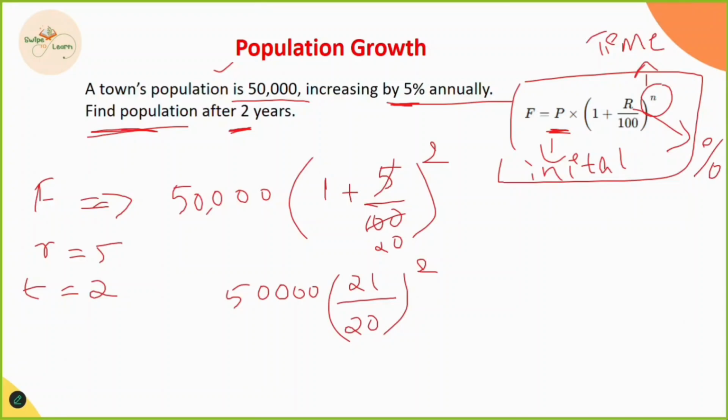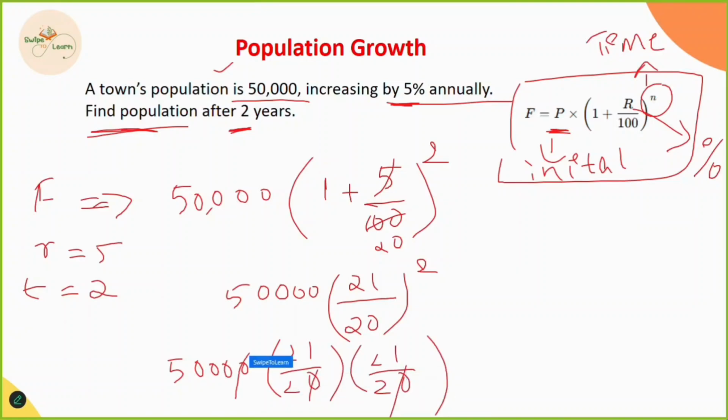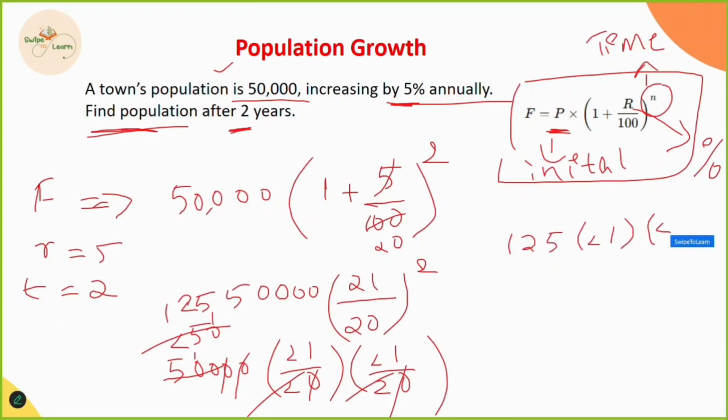Okay, we'll write it using a simple one. 50,000 into 21 by 20, again by 21 by 20. Here two zeros get cancelled. Two ones are 2, two twos are 4, 1 will be the remainder. Then 50 and two zeros. Again, two ones are 2, two twos are 4, 1 will be left, and two fives. So finally that is 125 into 21 into 21.